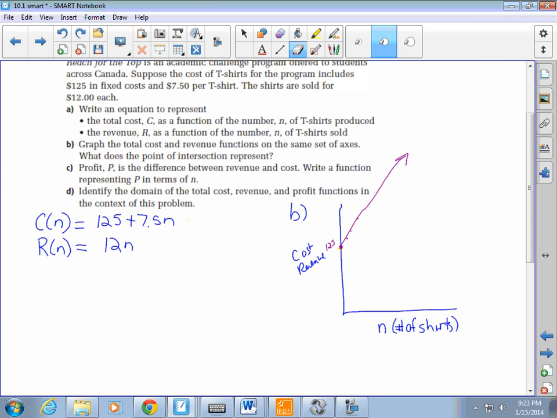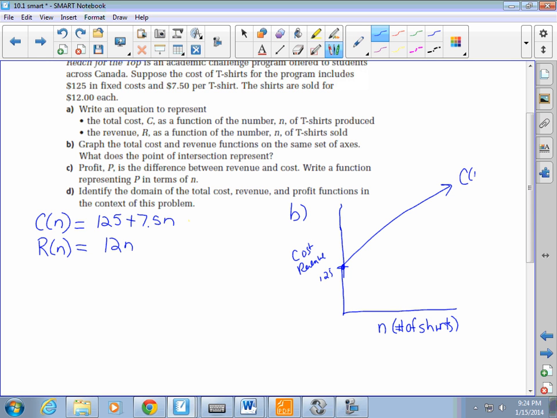And I'm just going to squish this down here a little bit because it's a little bit high in order for me to get in all my information. Okay, so if I pretend this is my 125 here, it's going to be my base cost, and then it's going to go up like that. So this is my C of n.